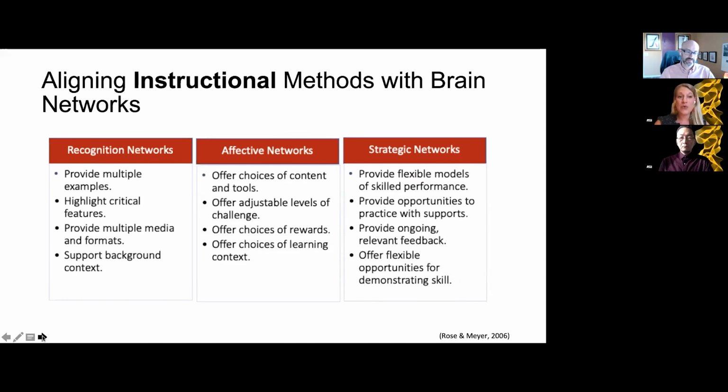And so this will connect to assessment, which is a slide that we will talk about in several moments. And this is fundamentally the idea of allowing for our students to demonstrate what they know and can do in various different ways.